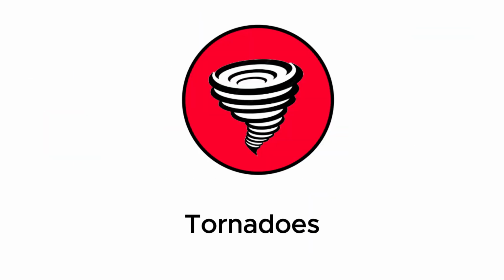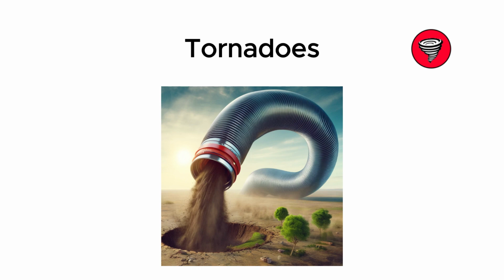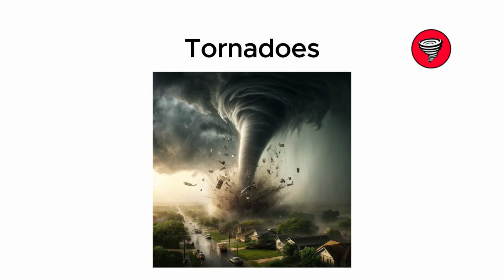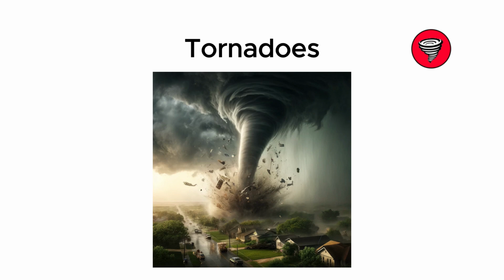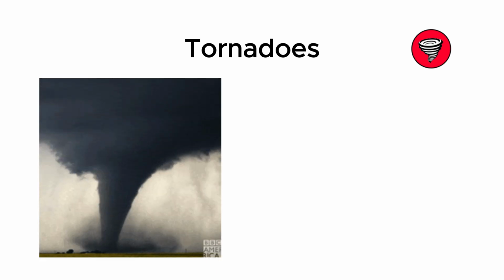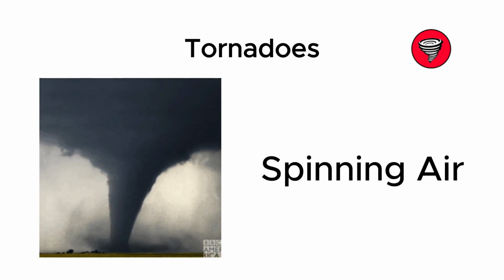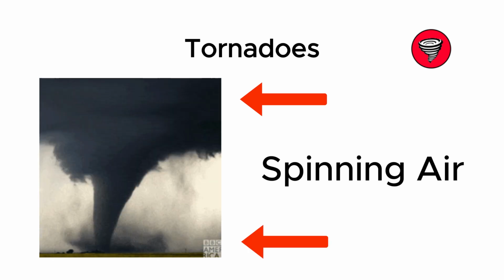We all talk about tornadoes, but what are they really? Imagine a giant spinning vacuum cleaner hose stretching down from the sky to the ground, but instead of sucking up dust, it's made of wind and it can pick up cars, trees, and even houses. This is what a tornado looks like. It's a powerful column of spinning air that's connected to both the clouds above and the Earth's surface below.